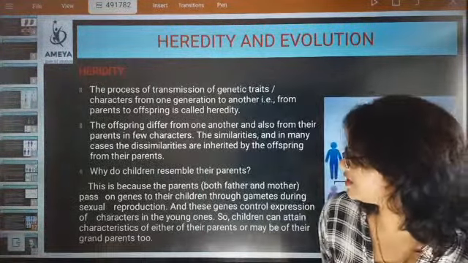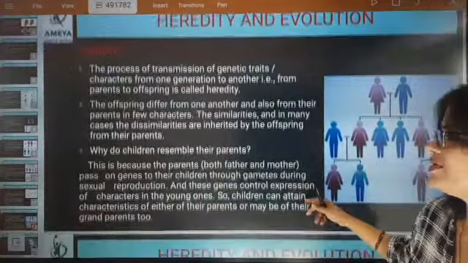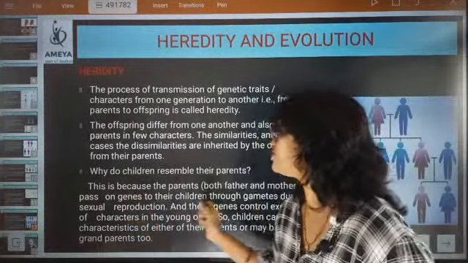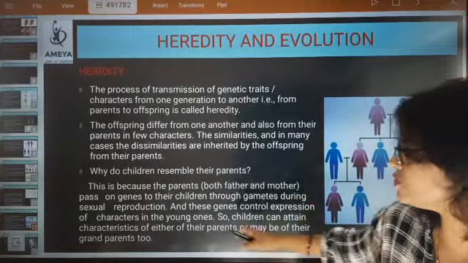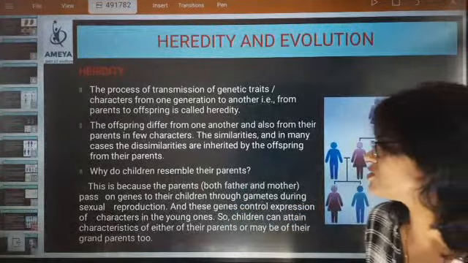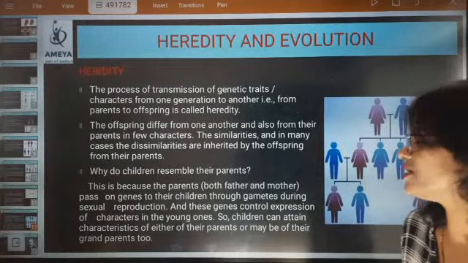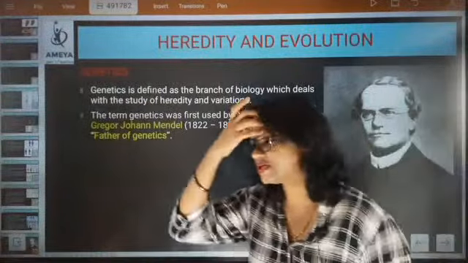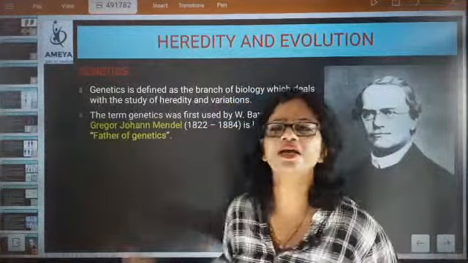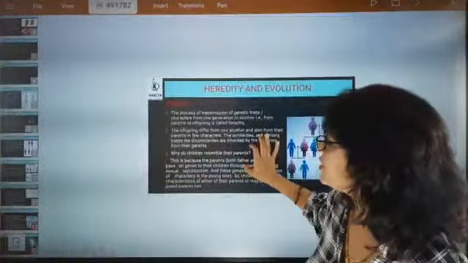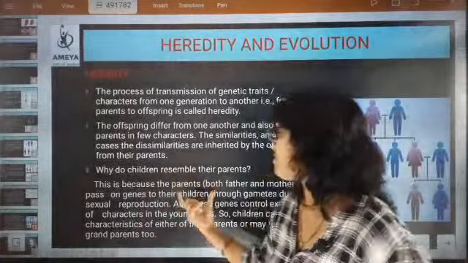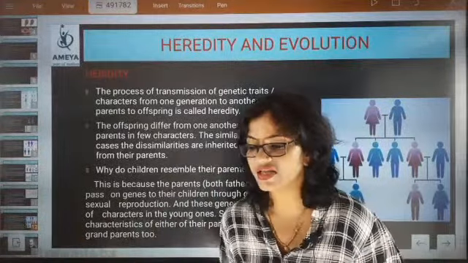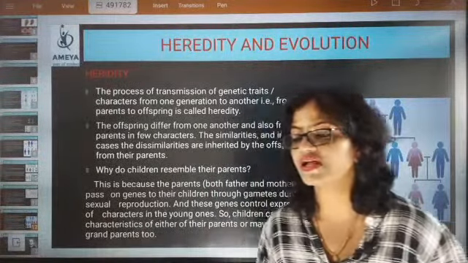The correct content here is that parents pass on genes to their children through gametes during sexual reproduction. These genes control the expression of characters in the young ones. So children can attain characteristics of either of their parents or maybe of their grandparents too. Here you have to understand one small thing: both parents give their character, and they give it in the gamete.